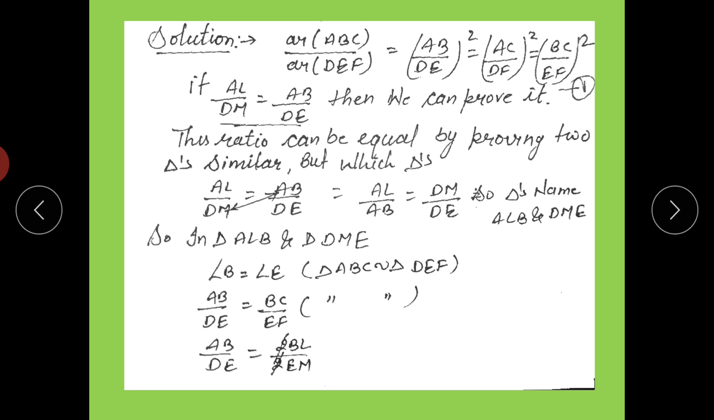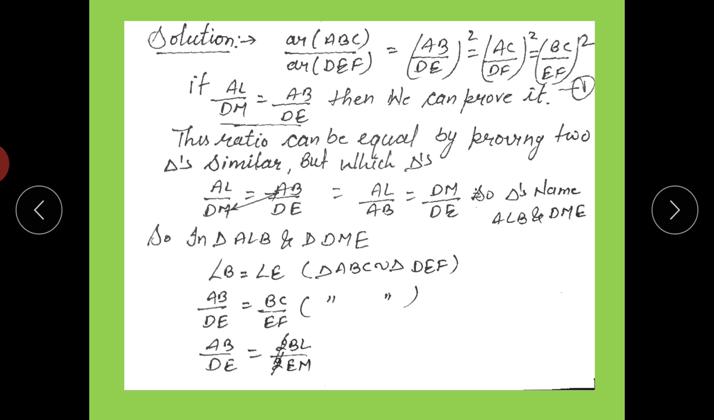Now we know that area of triangle ABC upon area of triangle DEF, we proved, is AB upon DE whole square, BC upon EF whole square, AC upon DF whole square, and AL upon DM, or it means altitude, ratio of altitude square. Now अगर मैं प्रूव कर पाऊँ कि AL upon DM is equal to AB upon DE, और BC upon EF और AC upon DF, then we can इक्वल रख देंगे. In place of AB upon DE we can say AL upon DM and they are equal.